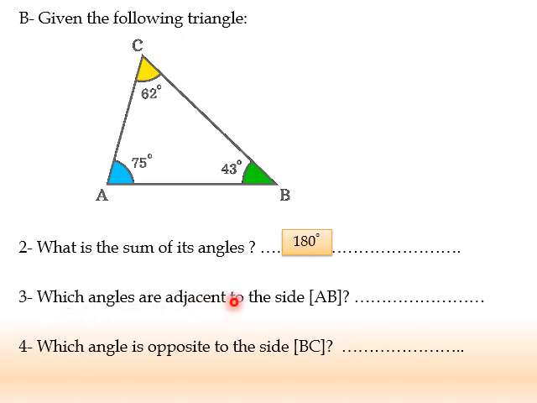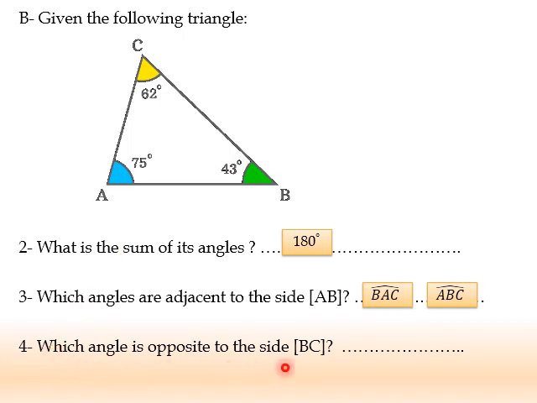Now, which angles are adjacent to the side AB? This is side AB. Which angles are adjacent? These two angles, the green one and the blue one. They are adjacent to this segment. So, how to name this angle? It's of vertex A, it's BAC. And the second angle, which is adjacent, is this one in green, ABC. Okay, always keep in your mind that an angle is represented by 3 letters. The vertex is always in the middle.